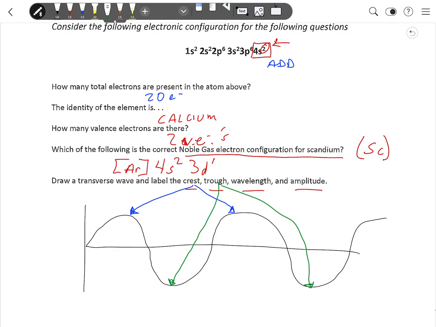And then the wavelength happens to be the distance between the crest and the crest, which is right there. That's wavelength. I guess I can put that in red. Wavelength here. And there's also wavelength here. Okay? And then the amplitude is the height of the wave or the depth of the wave. I'm going to put that in orange, I think. So this is amplitude here. And this is also amplitude from this spot called the origin.